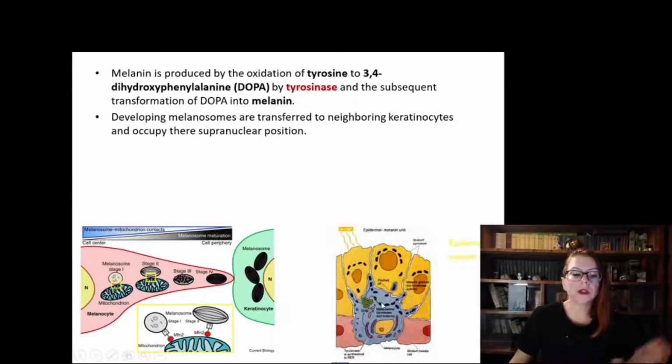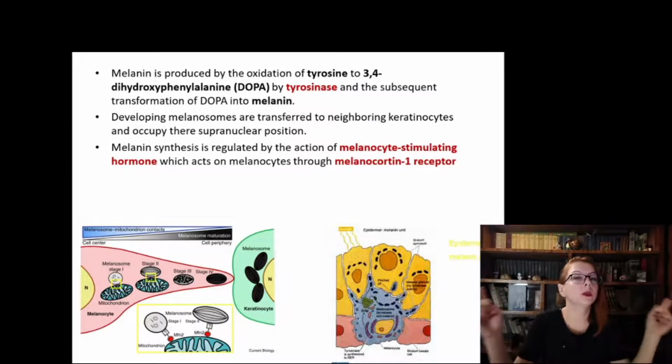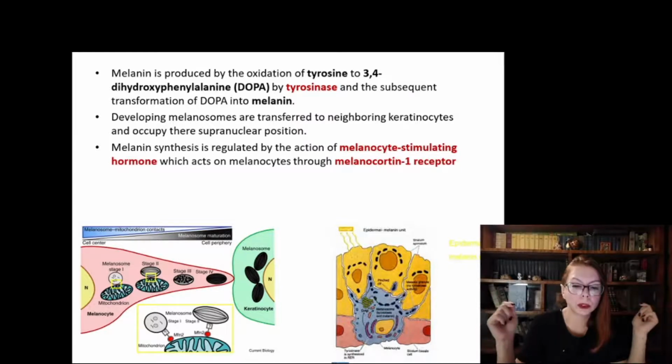Okay, so melanosomes are produced by melanocytes but injected into keratinocytes. Then remember that synthesis of melanin is affected by melanocyte stimulating hormone. So melanocyte stimulating hormone is produced by the pituitary and as well by keratinocytes. And remember that in the pituitary we investigated such cells as basophils, and among basophils there were corticotropes, and they produced corticotropic hormone in form of a large precursor which is called pro-melanocortin.